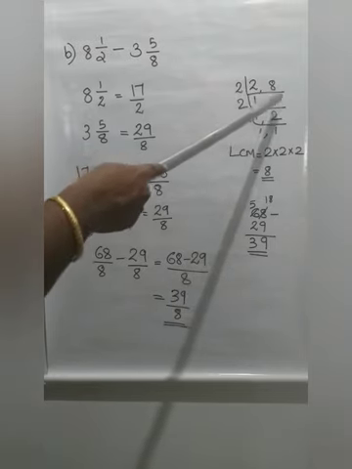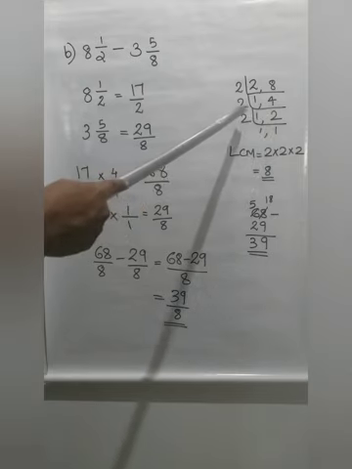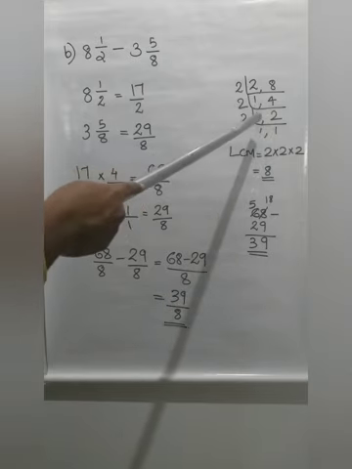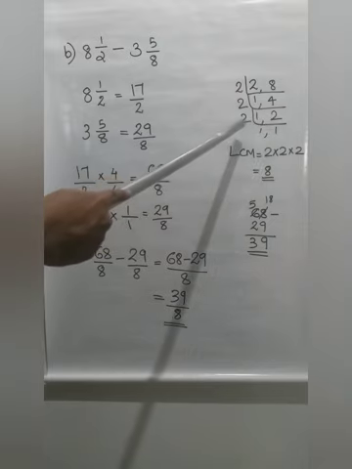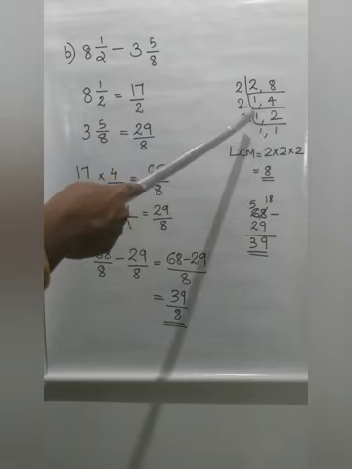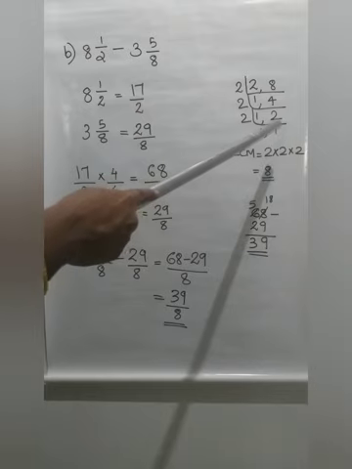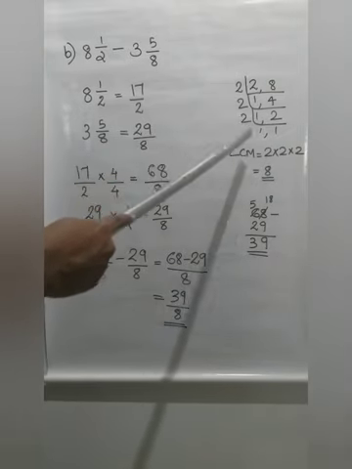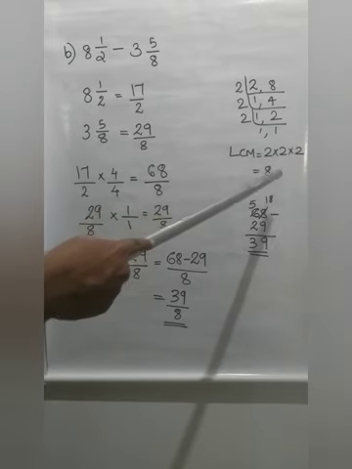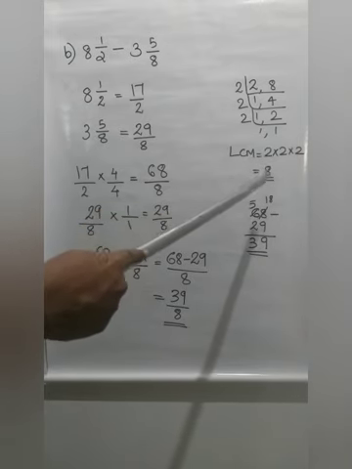Again, 4 is a composite number, so 2 is a factor. The 1 you can write the same. Dividing 4 by 2, again taking 2, the 1 you write the same, and 2 divided by 2 is 1. So what are you getting? 2 into 2 into 2. What is 2 into 2 into 2? 8. So you are getting the LCM 8.